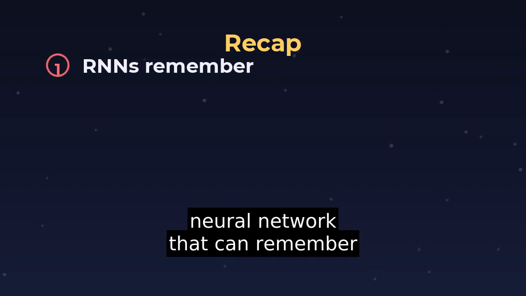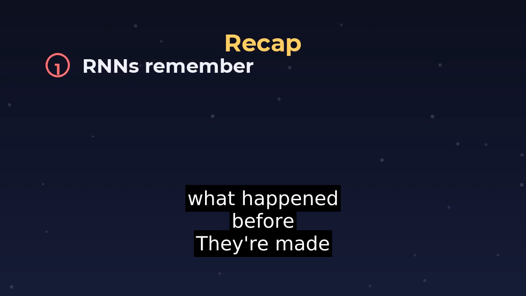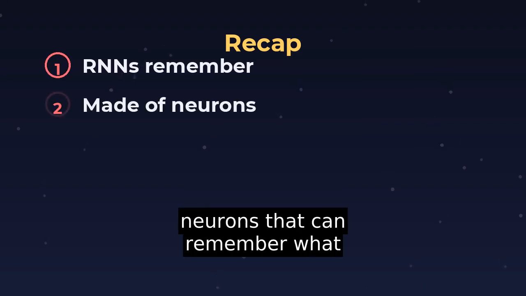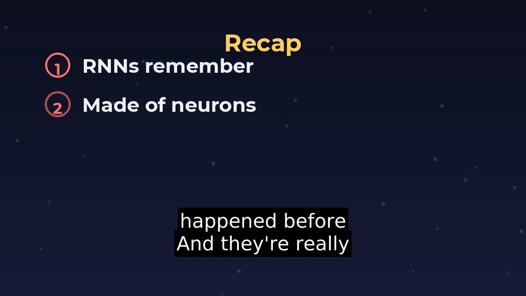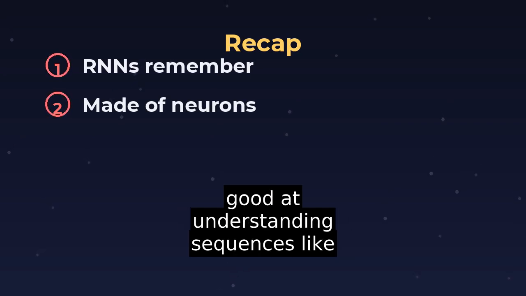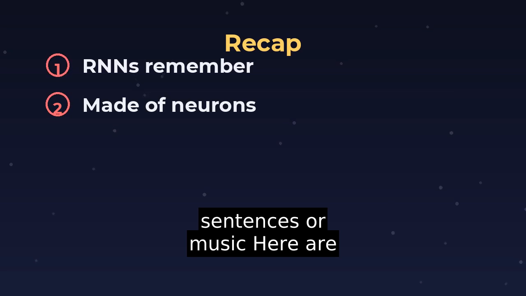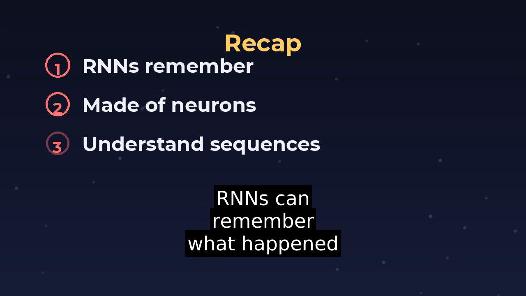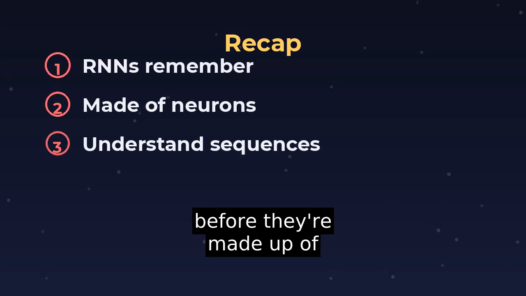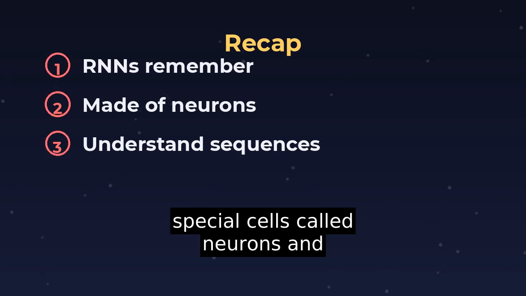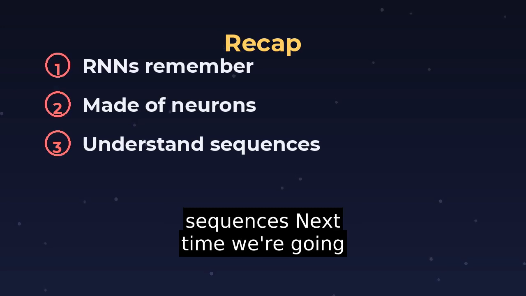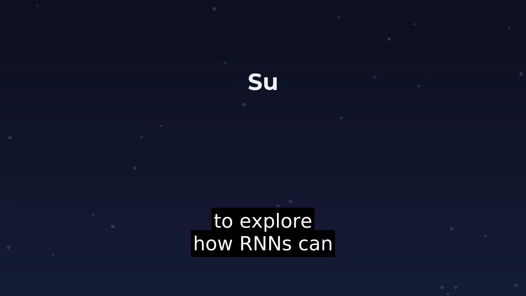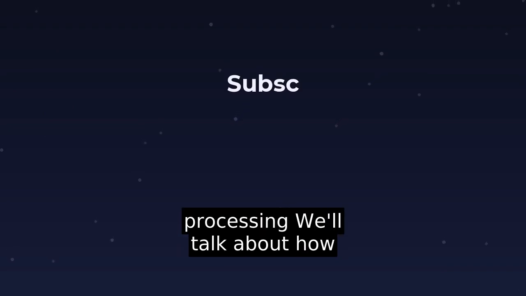So, let's recap what we learned. RNNs are a type of neural network that can remember what happened before. They're made up of special cells, called neurons, that can remember what happened before. And they're really good at understanding sequences, like sentences or music. Here are 3 key points to remember. RNNs can remember what happened before, they're made up of special cells called neurons, and they're really good at understanding sequences.